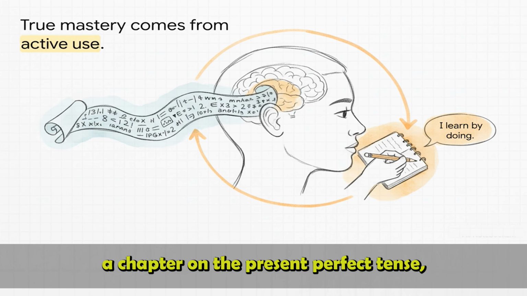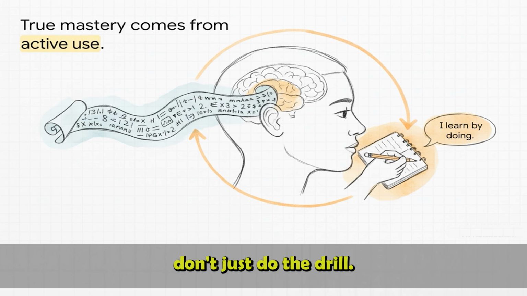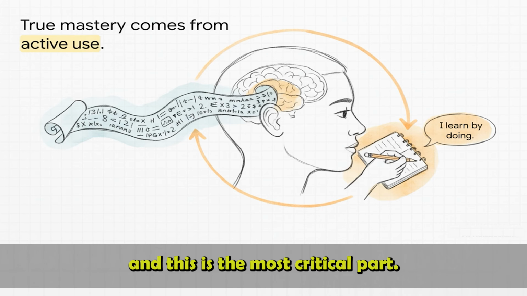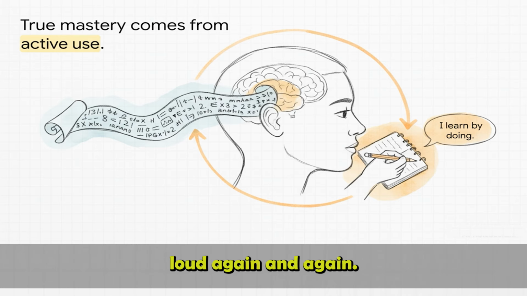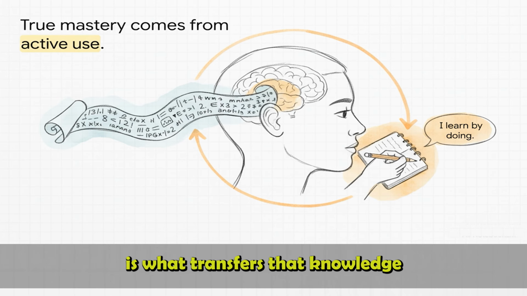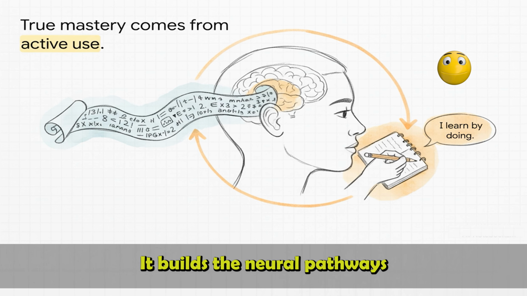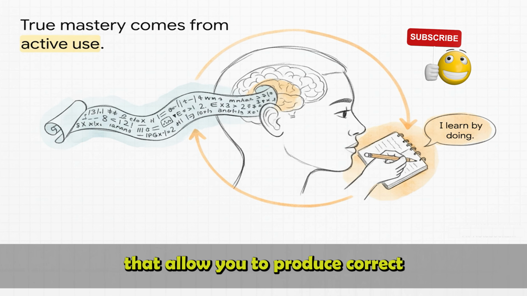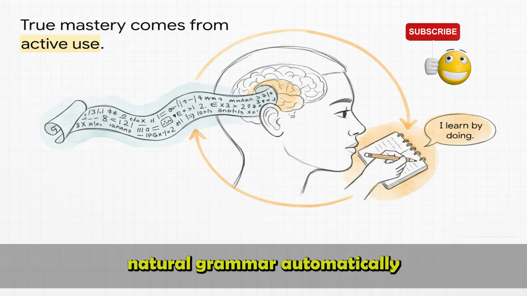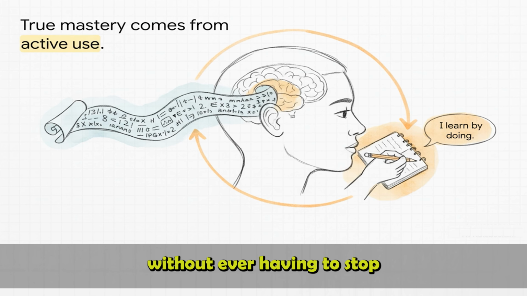So after you study a chapter on the present perfect tense, don't just do the drill. Stop and write 5 sentences about your own life, your own experiences, using that structure. And then, and this is the most critical part, say those sentences out loud, again and again. This simple act is what transfers that knowledge from your intellectual brain into your muscle memory. It builds the neural pathways that allow you to produce correct, natural grammar automatically in a real conversation without ever having to stop and think about the rule.